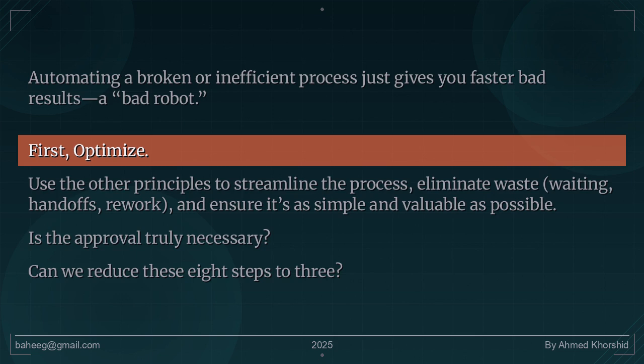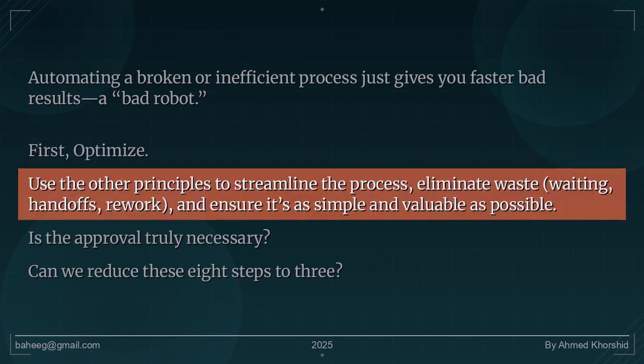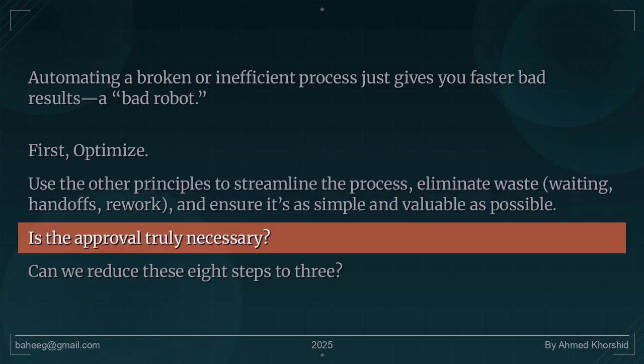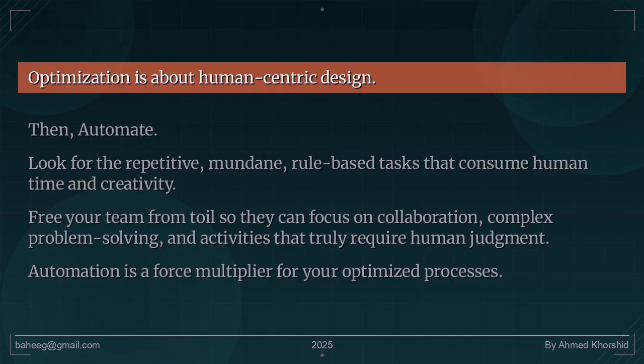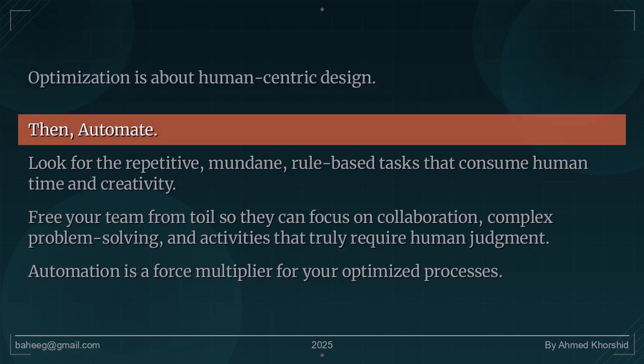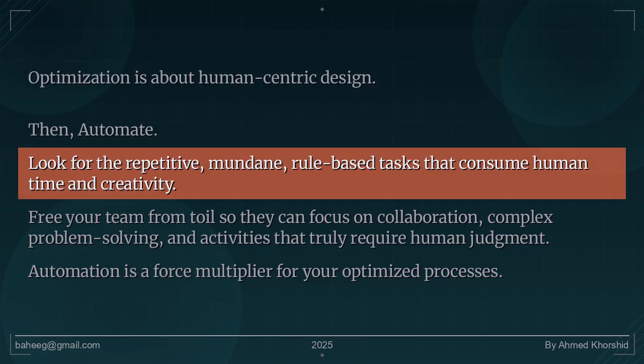First, optimize. Use the other principles to streamline the process, eliminate waste, waiting, handoffs, rework, and ensure it's as simple and valuable as possible. Is the approval truly necessary? Can we reduce these 8 steps to 3? Optimization is about human-centric design. Then, automate. Look for the repetitive, mundane, rule-based tasks that consume human time and creativity.